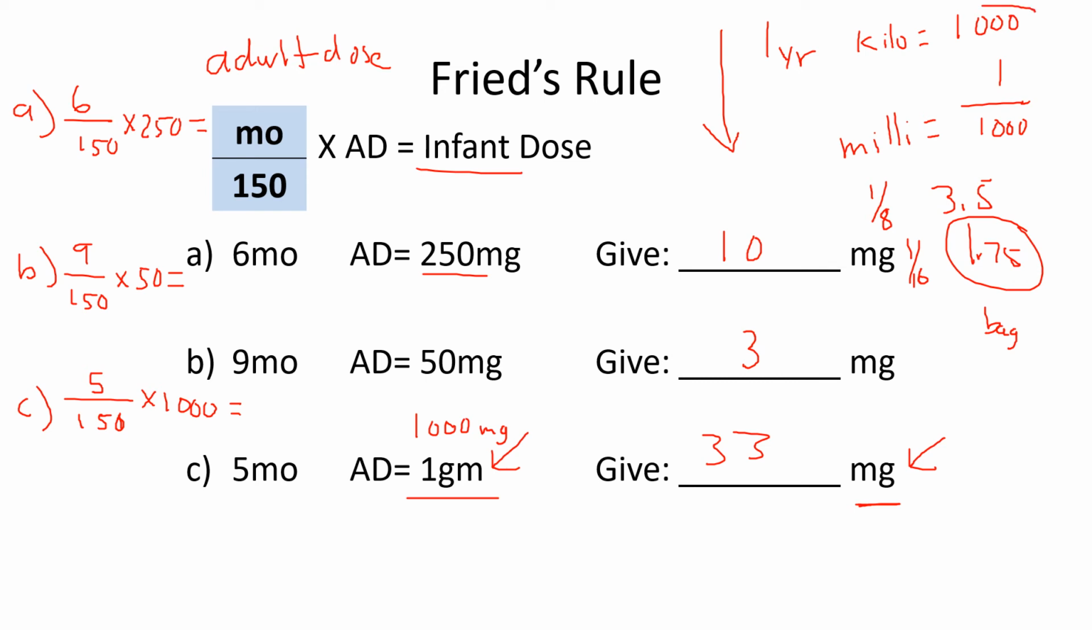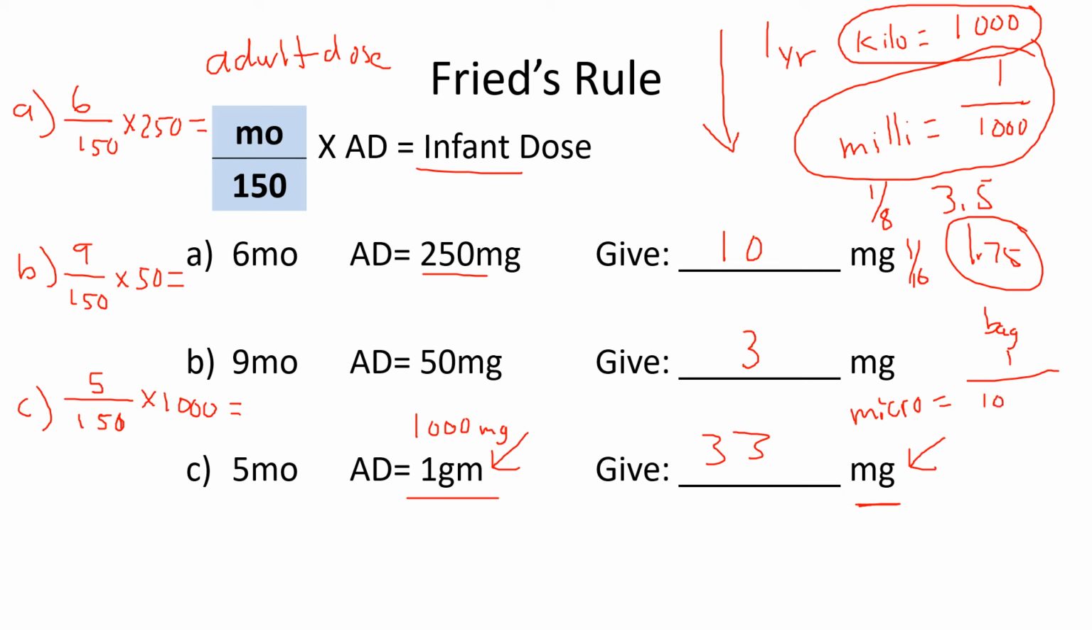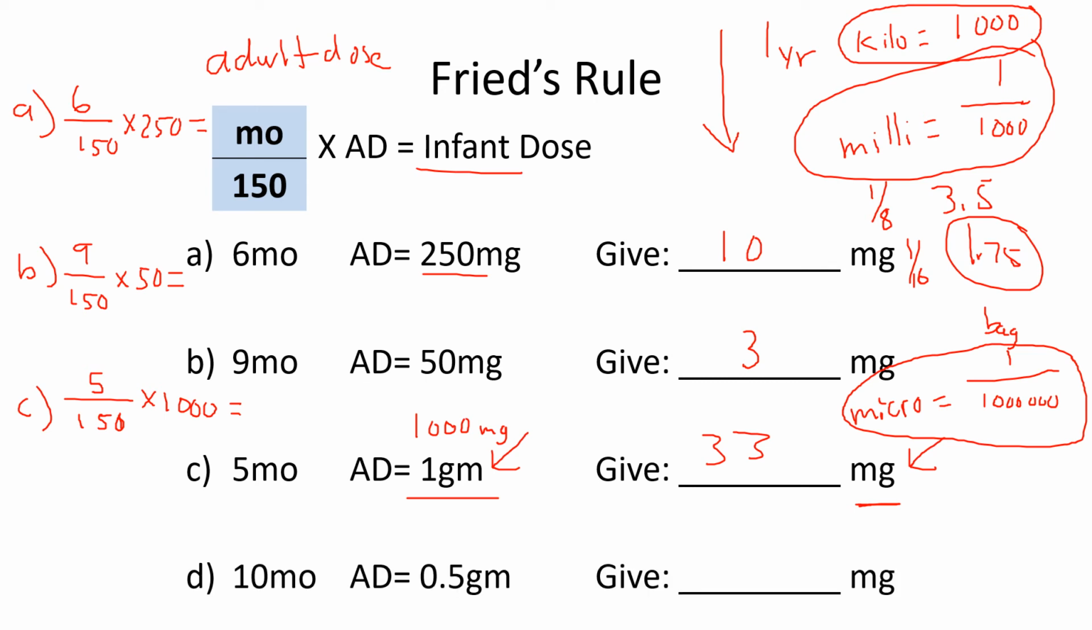Now you know what kilo means: 1,000 grams. Milli, 1/1,000. What is micro? Micro equals 1/1,000,000. What's nano? 1/1,000,000,000th. All right, so all those decimal places have their own prefix. Get familiar with them because you have to convert between grams, milligrams, kilograms all the time.